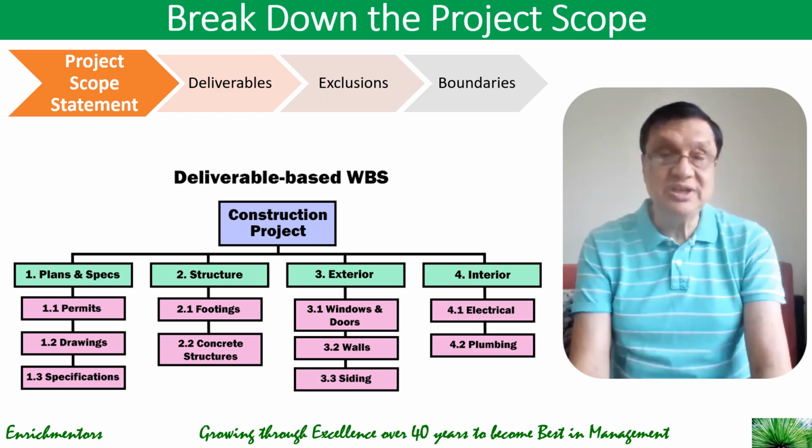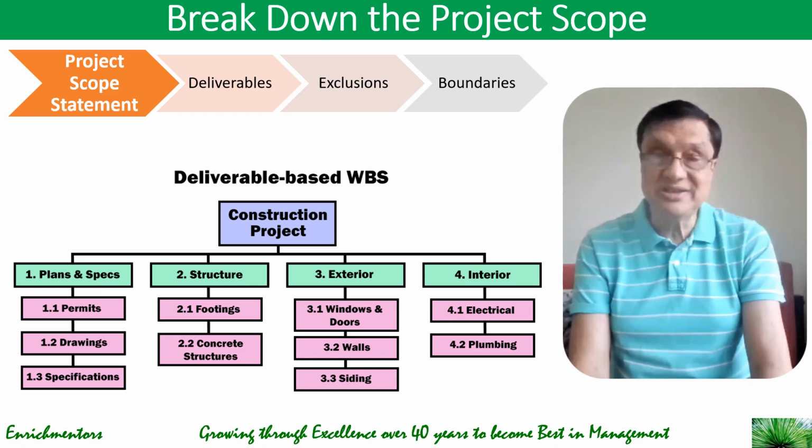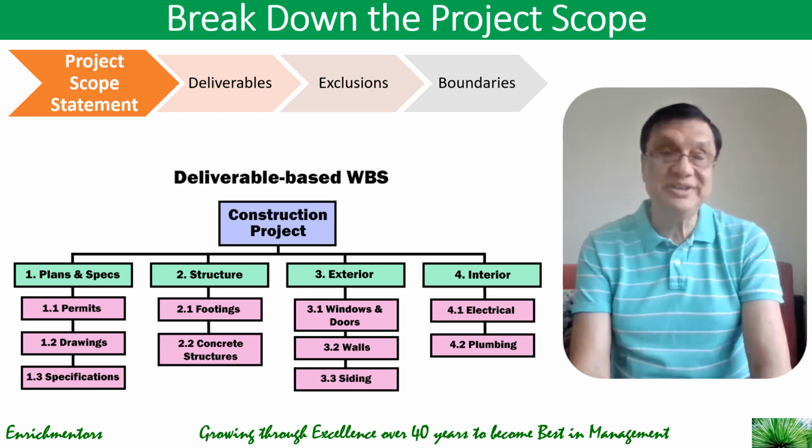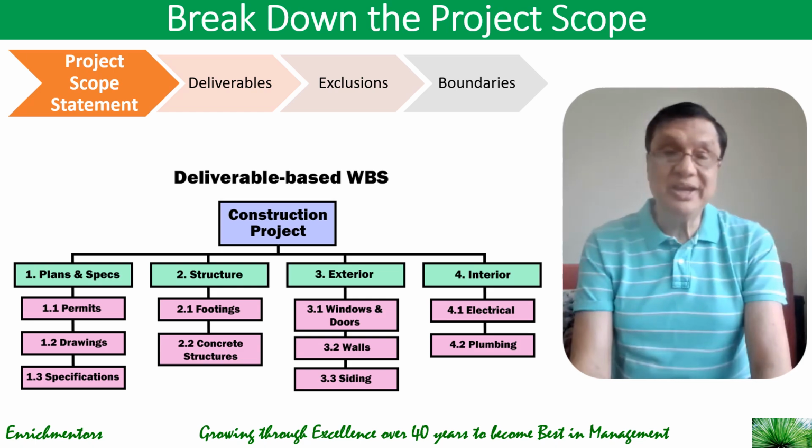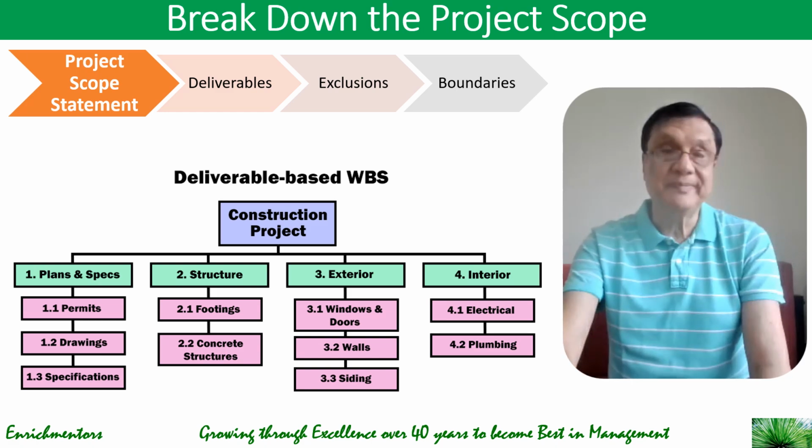And there you see in this construction project, there are four deliverables. And for each deliverable, you ask, what are the manageable components and tasks that need to be done to complete that deliverable? And then you assign responsibilities for each task. So that's how a WBS is done.